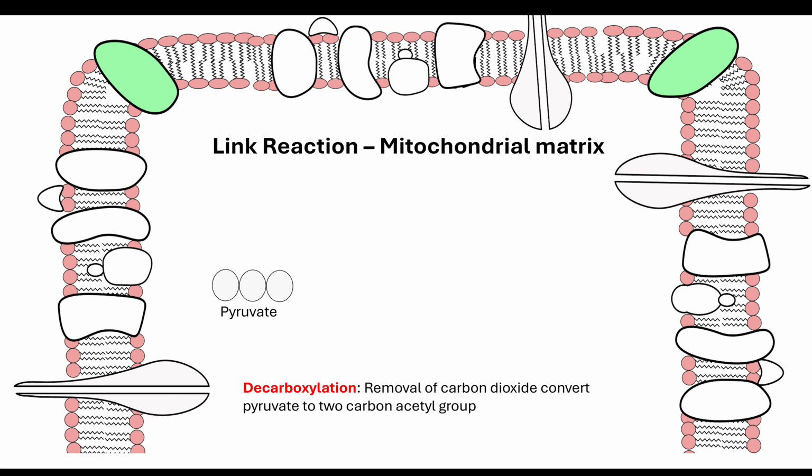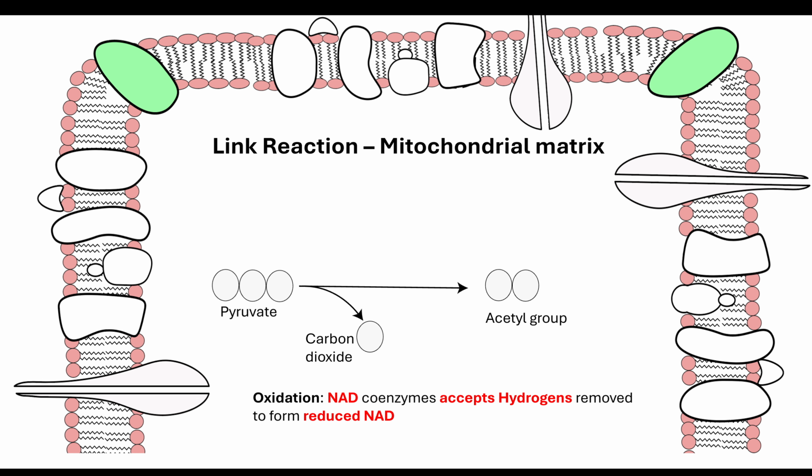So let's just remind ourselves: decarboxylation, the removal of the carbon dioxide, is going to convert the pyruvate to a 2-carbon acetyl group. That's the first stage. Now we need oxidation to occur. The pyruvate is going to be oxidised because the NAD coenzyme is going to come in and accept the hydrogens that have been removed, and that will form reduced NAD. So the coenzyme is reduced, therefore the molecule had to be oxidised. That's how we end up with our acetyl group.